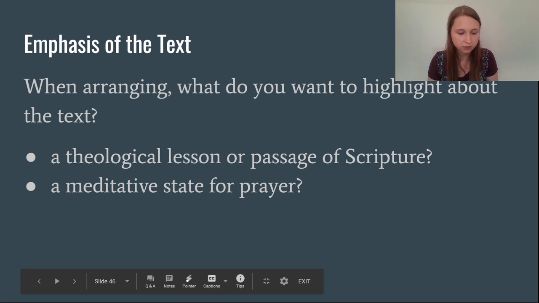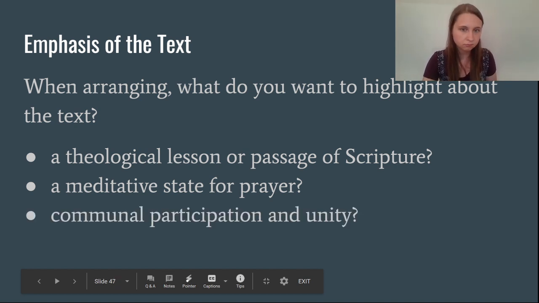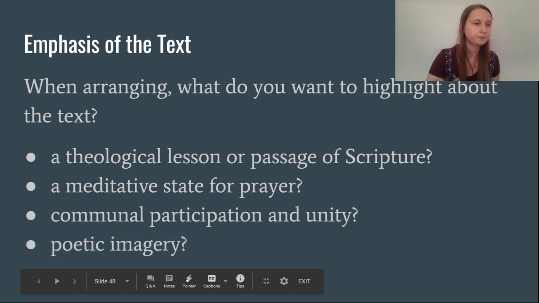Perhaps you just want to create a meditative state for prayer, such as, bless the Lord, my soul. The text is nice, right? But there's not a ton of substance there. So it's more about creating a meditative state. Perhaps you just want to emphasize communal participation and unity. I would say Sia Hamba is an example of that. We are marching in the light of God. Again, it's a nice image of marching in the light of God, but not full of substance, and that's really not the point of the song. It's about participating together, dancing together, playing instruments together, all of that.